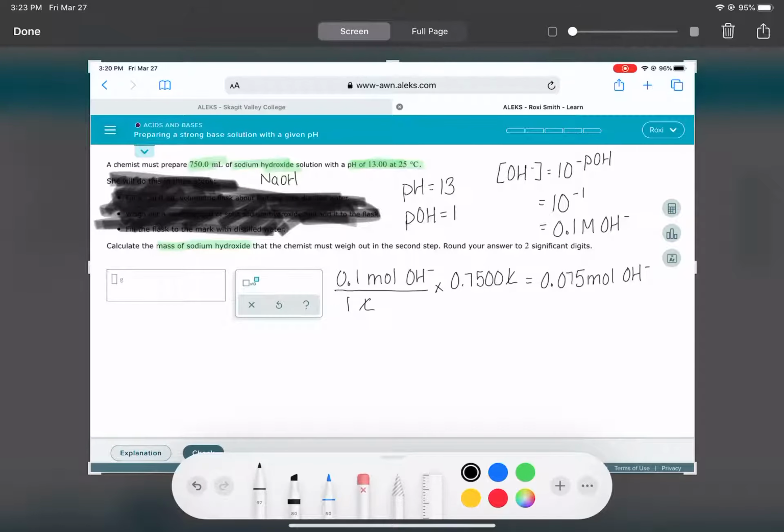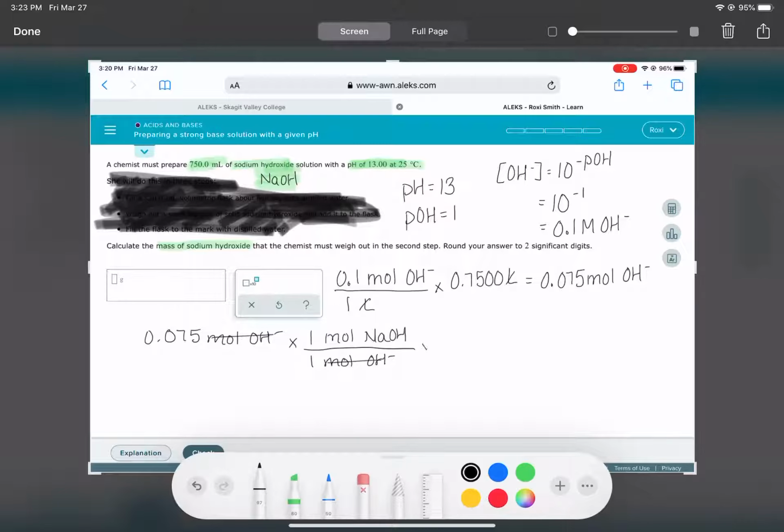And if we look at the formula for NaOH, there is one OH unit in every one NaOH molecule. So OH and NaOH are 1 to 1. So that means that if we need 0.075 moles of OH minus, we can figure out 1 to 1 ratio, 1 mole of NaOH for every 1 mole of OH minus.